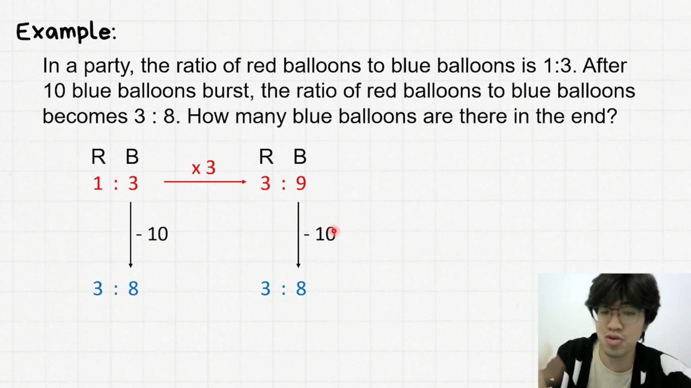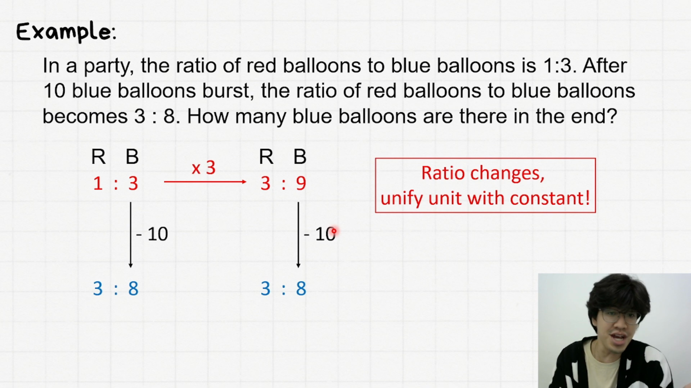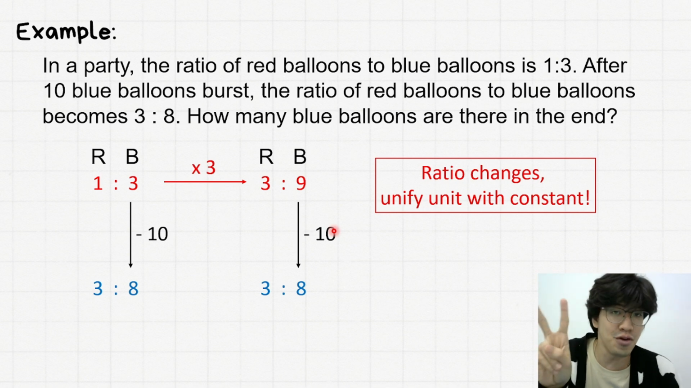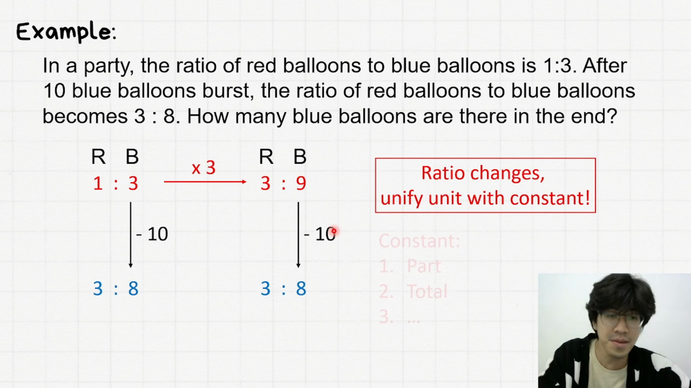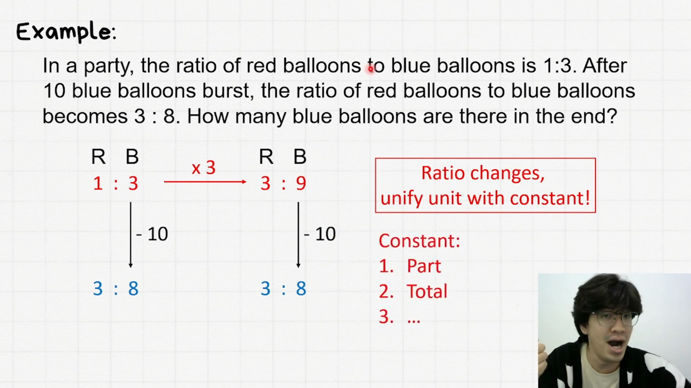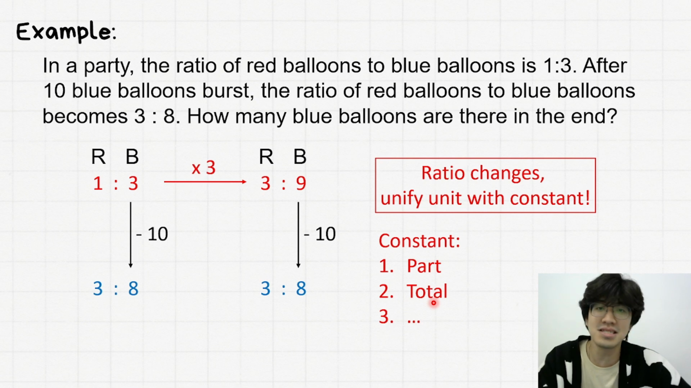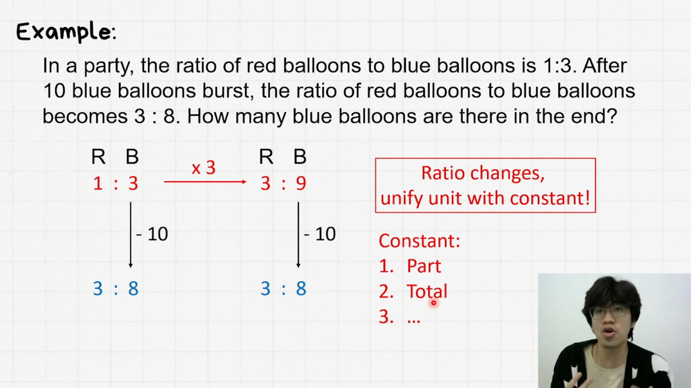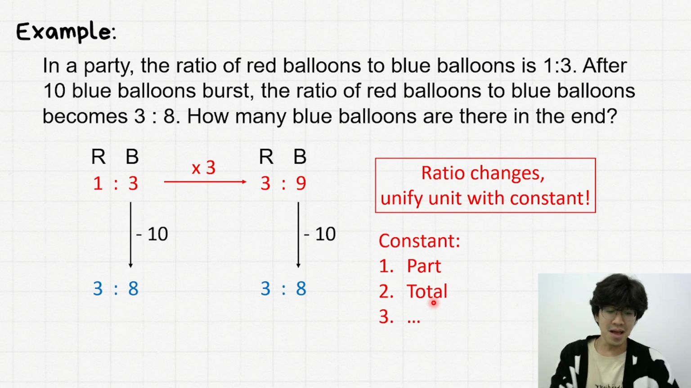Let me quickly summarize for you. Again, ratio changes, unify units with a constant. So far, we have covered 2 types of constants to help us solve this kind of problem. The first one is parts, which is the one we covered in this lesson. In the previous lesson, we talked about total. In some cases, the total amount could also be a constant value for us to solve the problem. If you haven't watched my previous video, make sure you do it now.